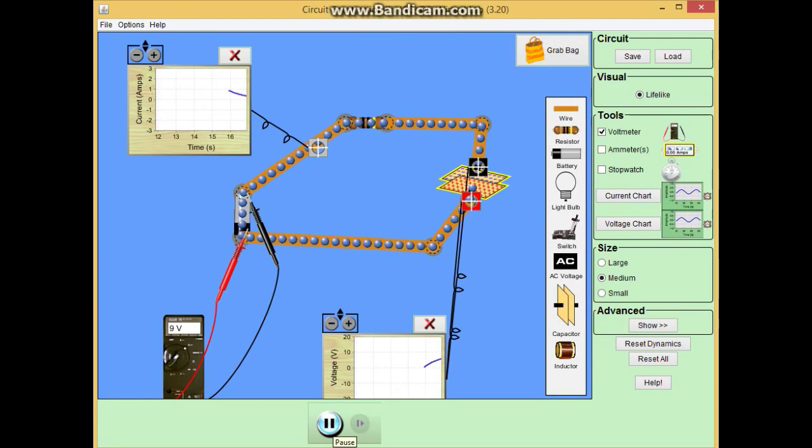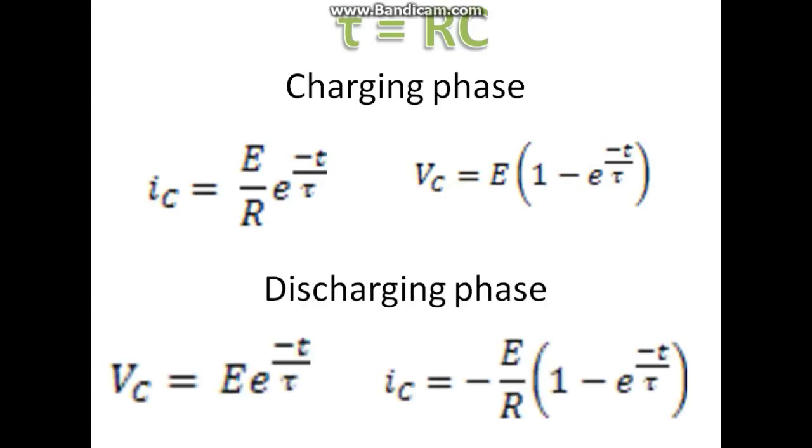And as you see here, this is the graph of the voltage across the capacitor as well as the current flowing through the resistor. The voltage chart has a positive slope, but the slope is decreasing, while the current has a negative slope, meaning it is decreasing in magnitude. For the charging phase and the discharging phase of the RC circuit, we have a time constant equal to RC, and we have the equations for the charging phase and discharging phase shown here.